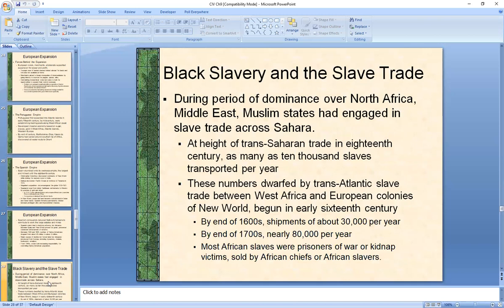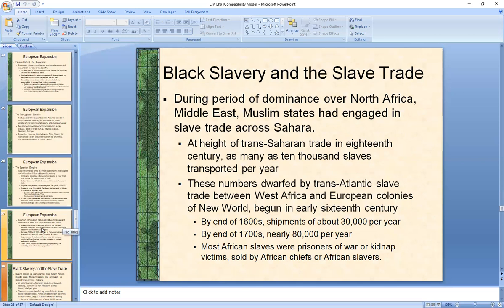Also, the black slave trade was going on during the period of dominance over North America. The Middle East and Muslim states had engaged in slave trade across the Sahara. So we have the trans-Saharan trade in the 18th century, where as many as 10,000 slaves were transported each year. But by far, the transatlantic slave trade between West Africa and the European colonies of the New World, which started early in the 16th century, was the biggest. By the end of the 1700s, nearly 80,000 slaves per year were being captured and traded.